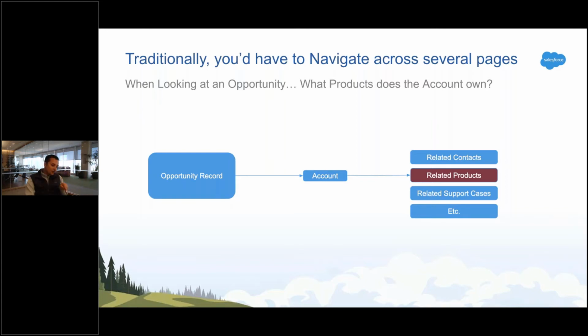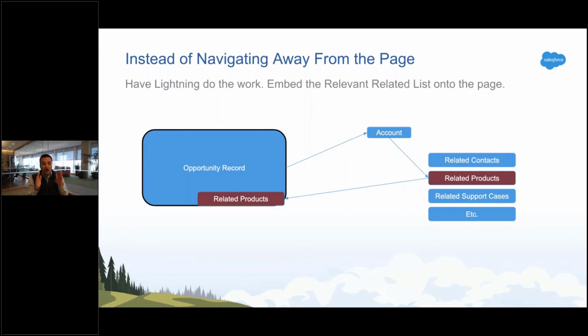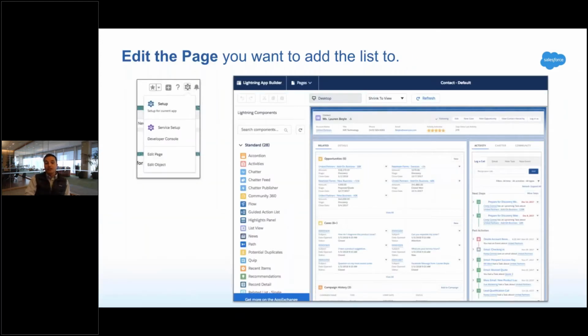Traditionally, you got to go from the opportunity, click to the account, find the list, and then look at it. What if you could just, while you're on the opportunity page, have Salesforce go up to the account, find the list you want, just put that list right on the page for you? So that's what you can do.